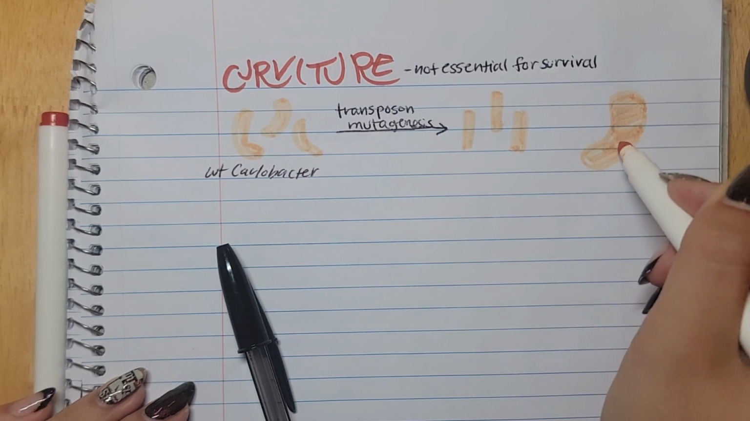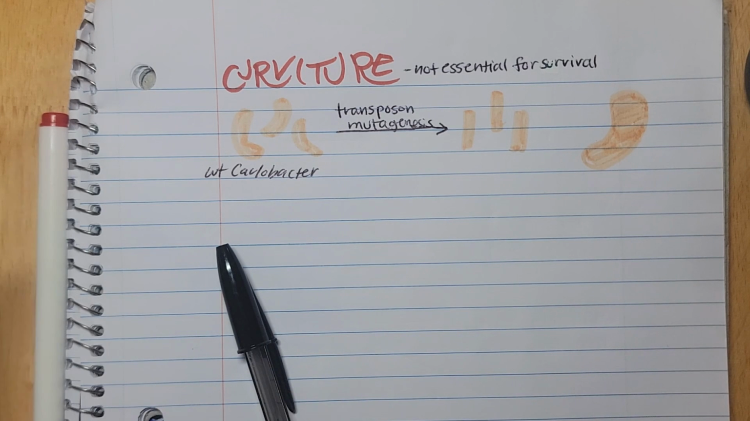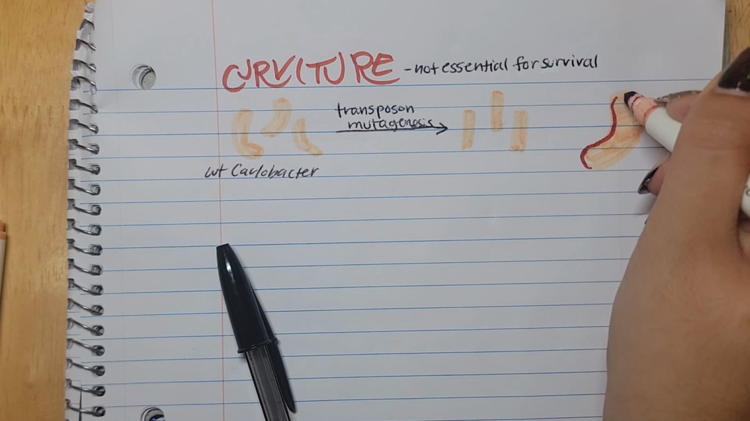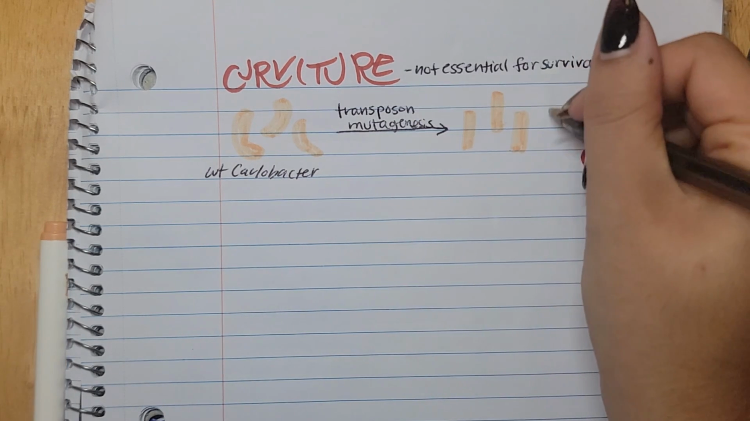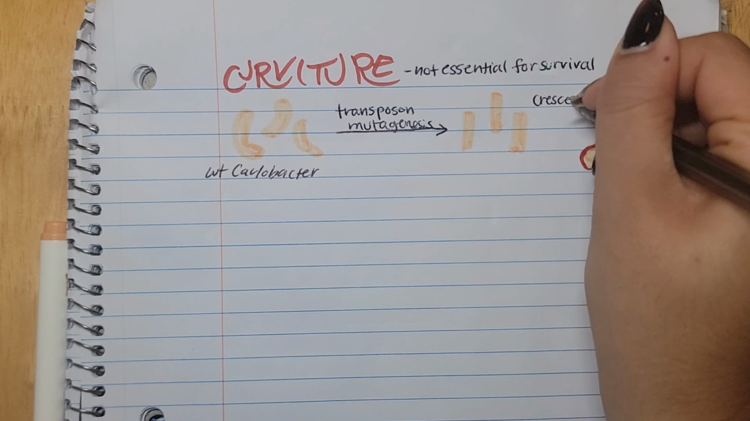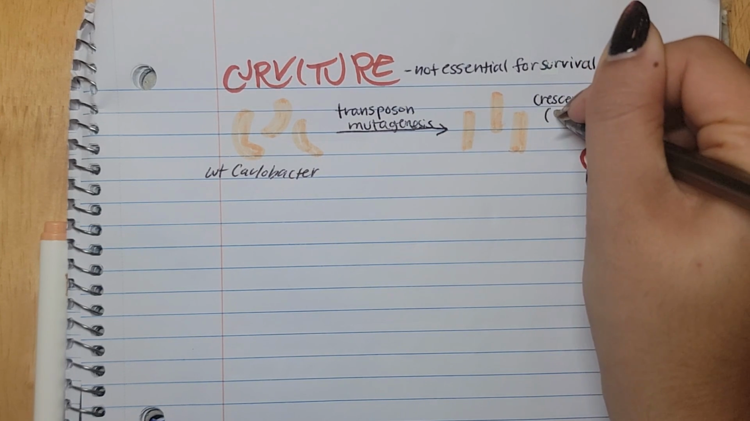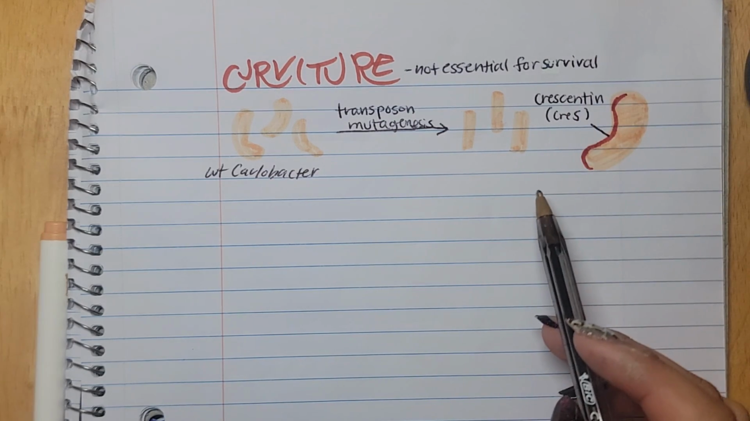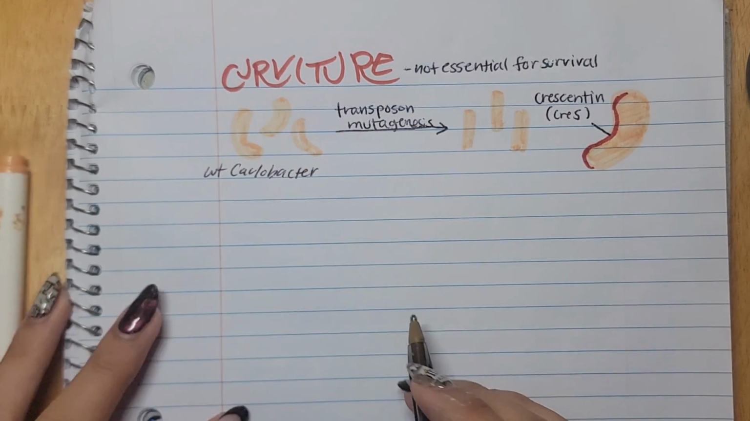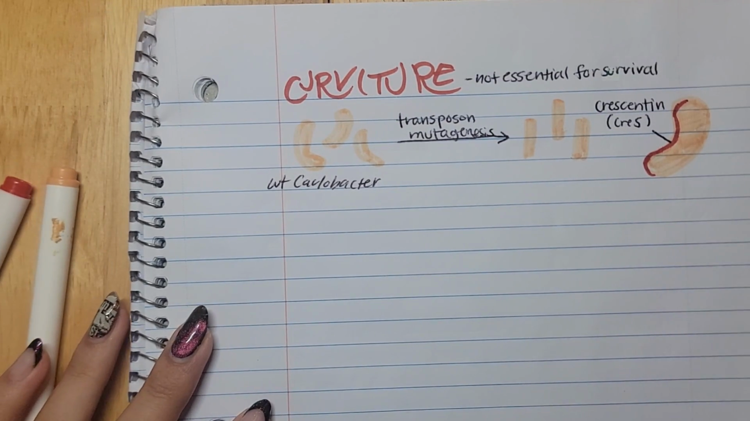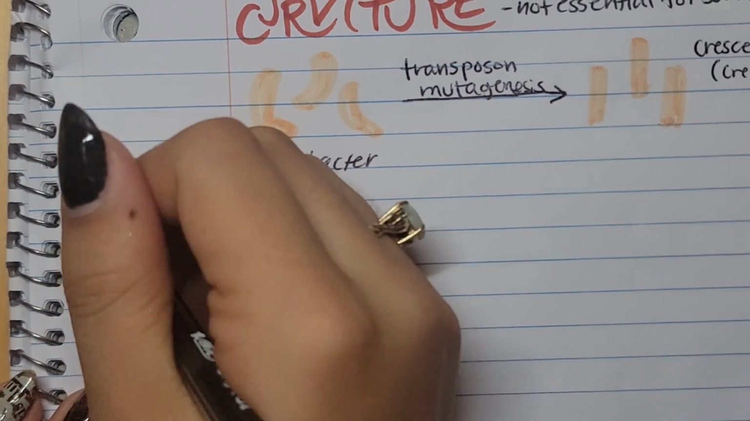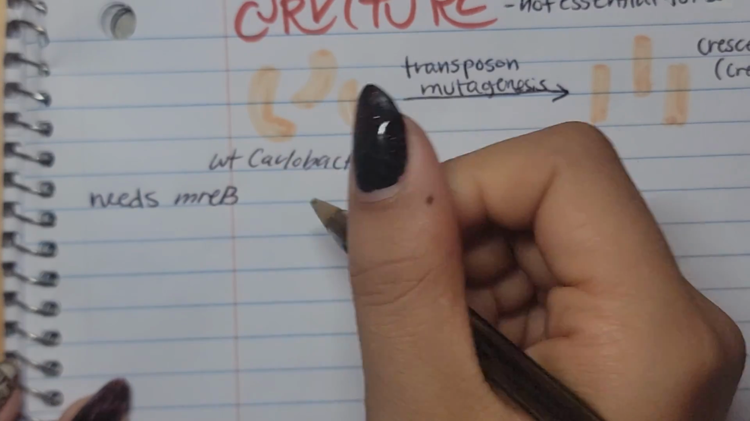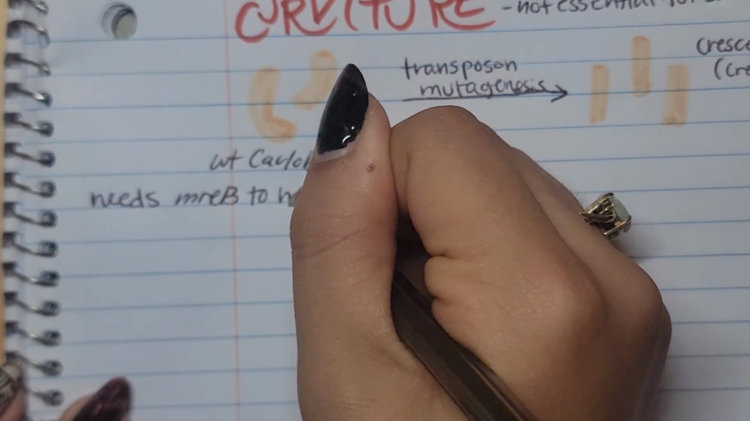And they found a filament called crescentin, and it's located on this inner edge. Crescentin. This is how we'll talk about it, Cres. And this actually acts with MreB. So I'll just put this in a thought bubble in the corner here. It needs MreB to induce curvature. I'm going to say to make curvy.